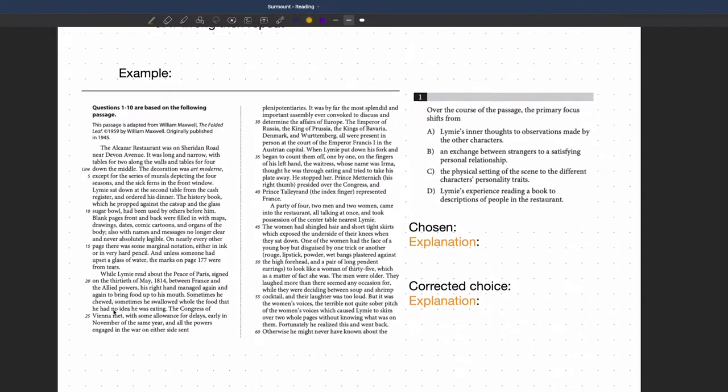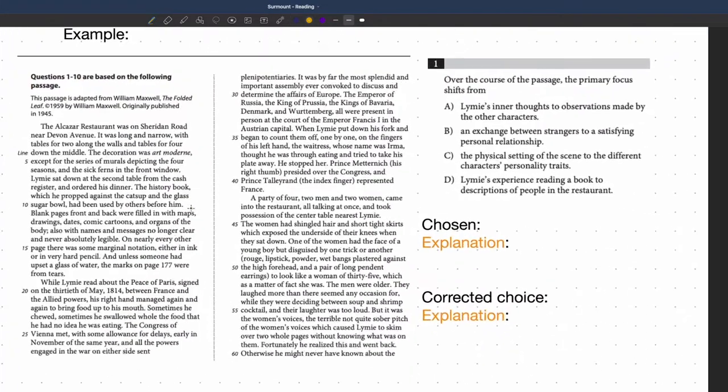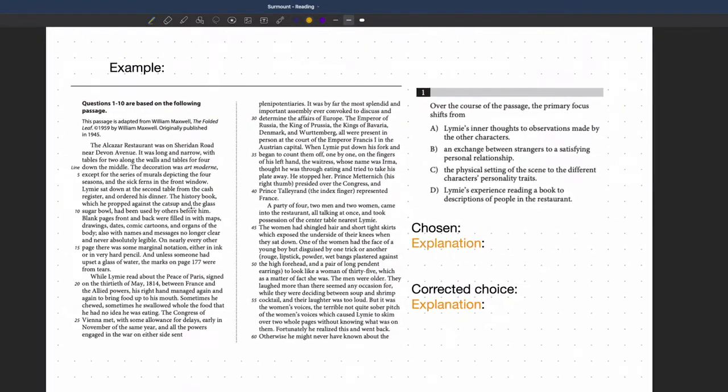So I'm going to do a demonstration here. This passage we looked at in our previous SAT reading course. It is about the Alcazar restaurant, The Photo Leaf by William Maxwell, from SAT Practice Test 5. And we're going to look at question 1. Here, let's say I chose A, and this isn't the correct answer. So I'll write A here, and I'll write an explanation as to why I thought A was correct.